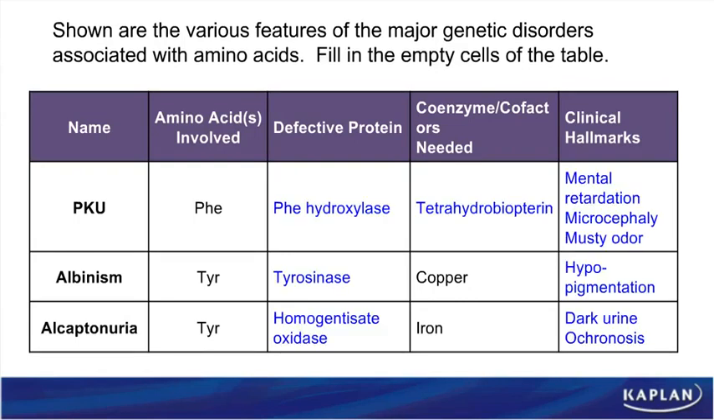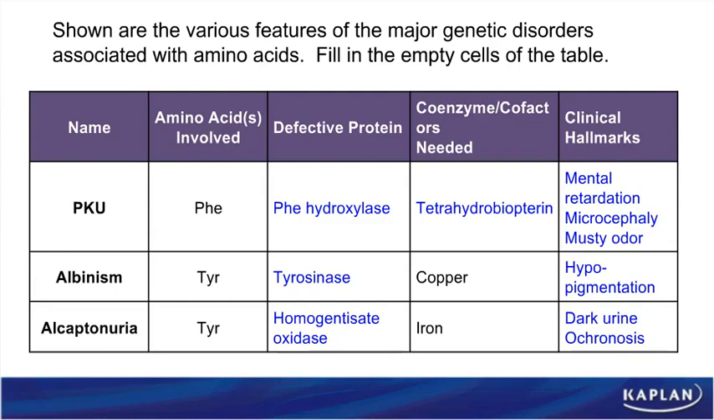PKU, phenylketonuria, is caused by a defective enzyme phenylalanine hydroxylase, which converts phenylalanine to tyrosine. The enzyme requires the coenzyme tetrahydrobiopterin to carry out the conversion of phenylalanine to tyrosine. When the enzyme is defective, the hallmarks of PKU are mental retardation, microcephaly, and musty odor of urine.